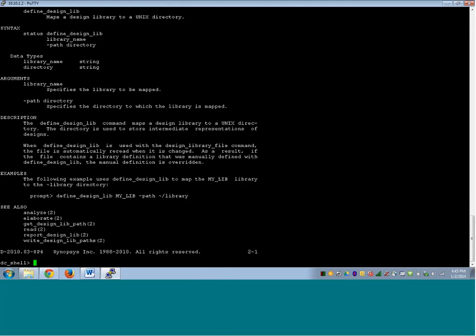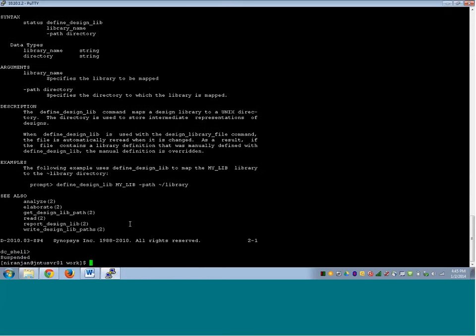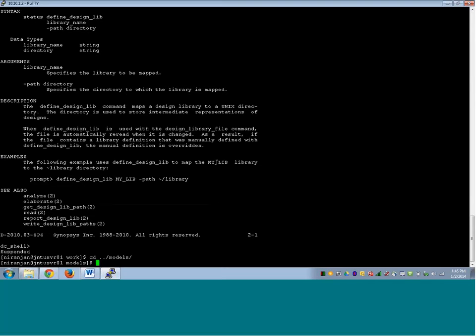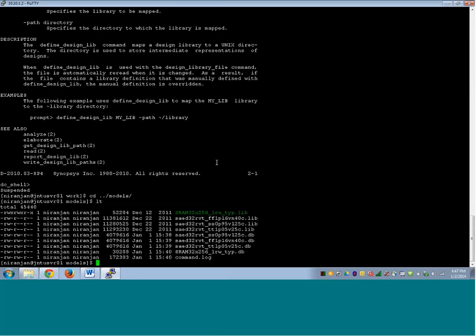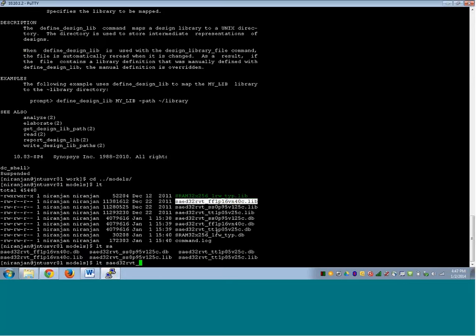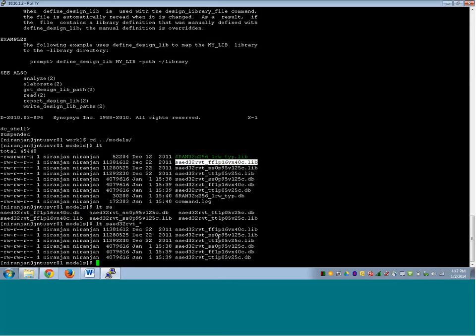Now let's look at the libraries first. We will go out of this. Okay, now let's see the libraries. Libraries are stored in the directory models. Let's see what is there. Now there are two. Let's first focus on the standard cell library. This is the standard cell library, SAED. This is from Synopsys.